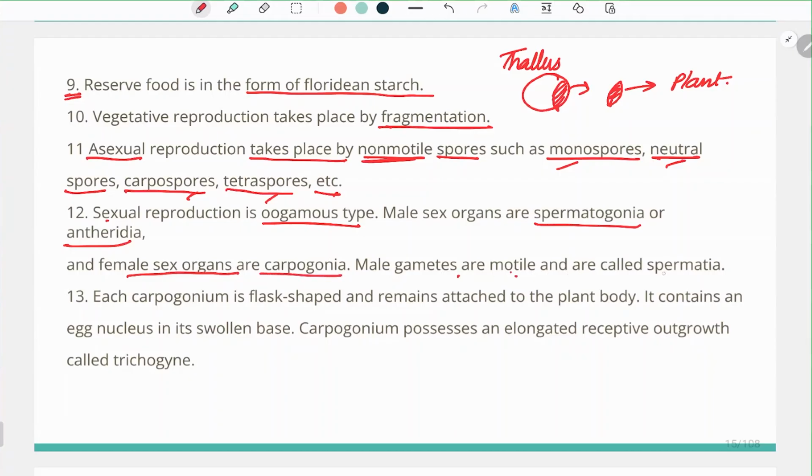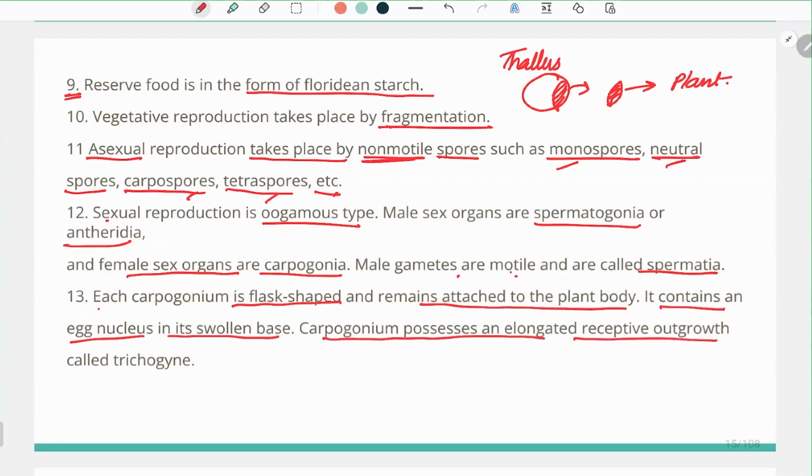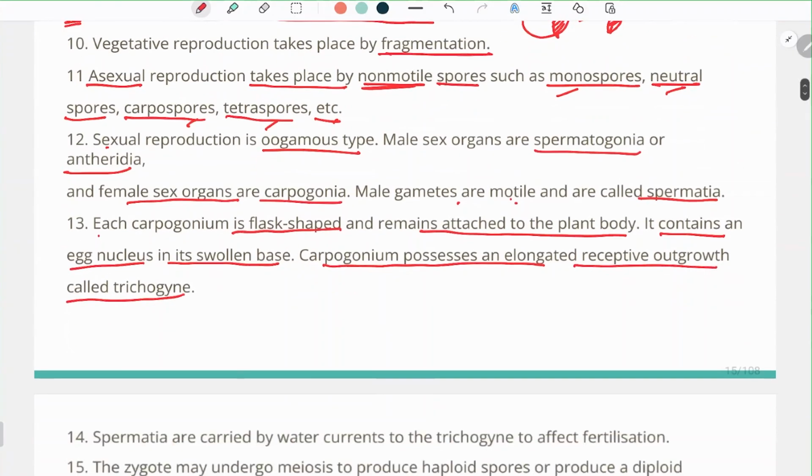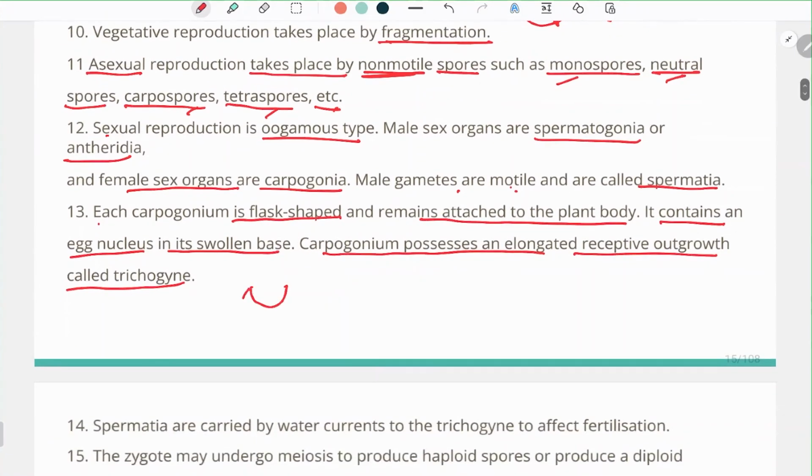Male gametes are non-motile and are called spermatia. Each carpogonium is flask shaped and remains attached to the plant body. It contains an egg nucleus in its swollen base. So there is a flask-shaped structure present on the surface of the alga, and in it the egg nucleus is present. The carpogonium has an elongated receptive outgrowth called the trichogyne.